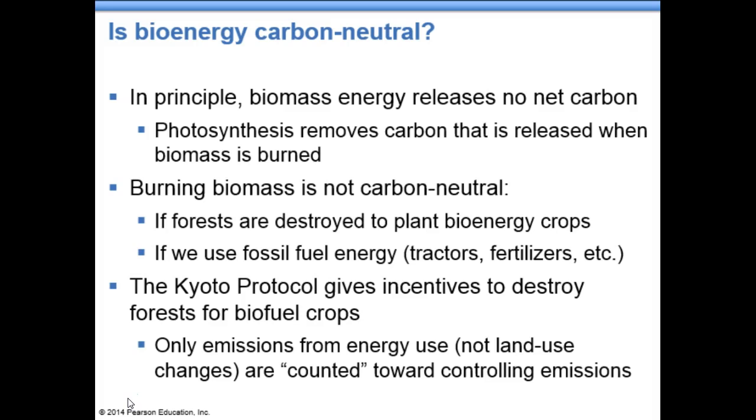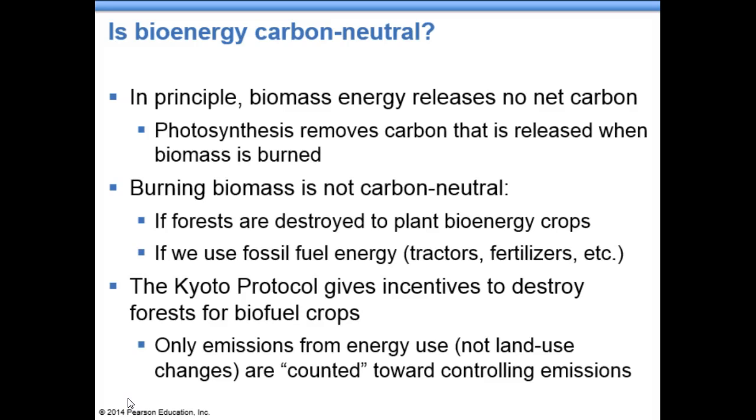In principle, yes, it releases no net carbon because photosynthesis removes carbon that is released when the biomass is burned. It's kind of like an equal input and output, but burning biomass is not carbon neutral. If we destroy forests to plant bioenergy crops, then we're taking away our natural recyclers, and that's putting more carbon back up into the atmosphere.